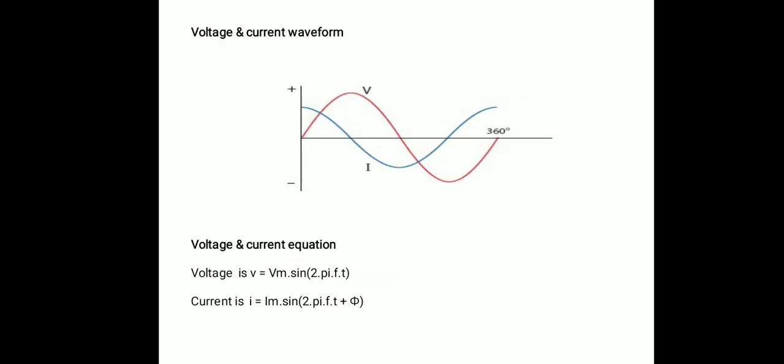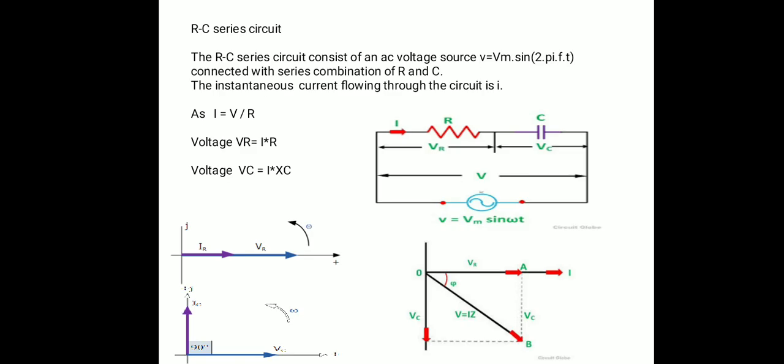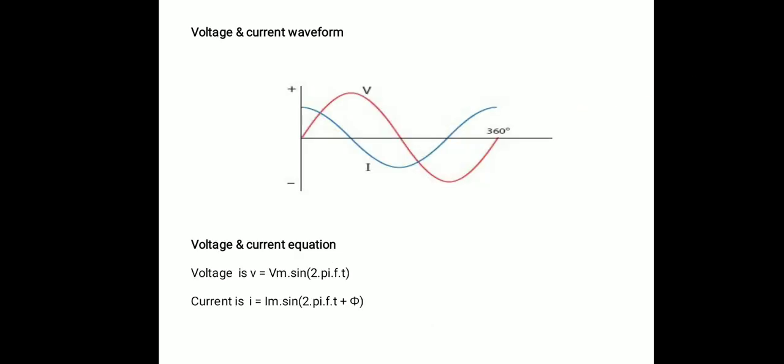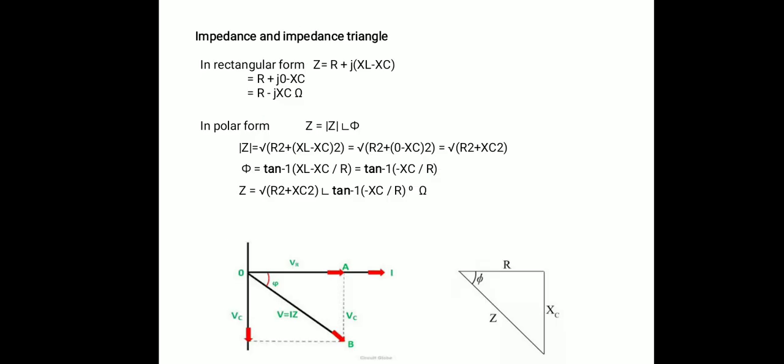So with this we have understood how to draw the RC series circuit and how to draw the resultant phasor diagram: simply draw the phasor diagrams for R and C and merge them together to get the phasor diagram for voltage and current. We also saw how to draw the waveforms, how to get the current and voltage equations, how to get the impedance equation and impedance triangle, and how to write the power equation and energy equation. With this we are going to stop here.